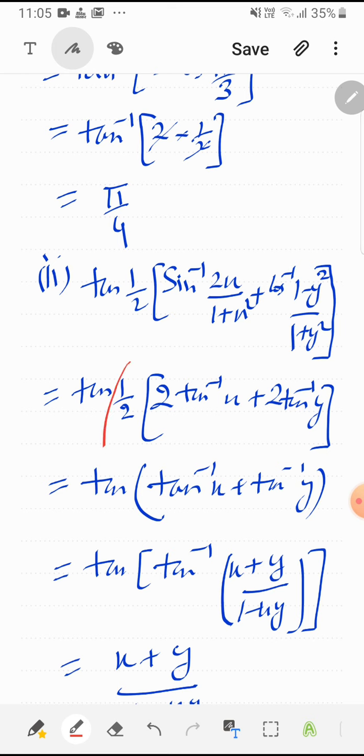Now this half is part of the angle, that is why I was able to cancel it with 2. Had the half not been part of the angle, I would not have been able to cancel this half with 2. So remember this: if something is part of the angle, then it can be multiplied or cancelled, otherwise we can't cancel these terms.